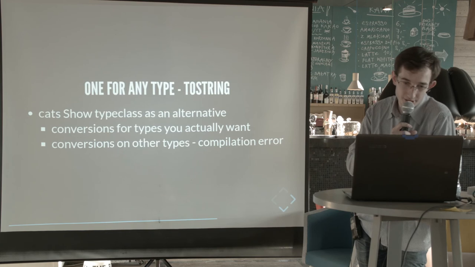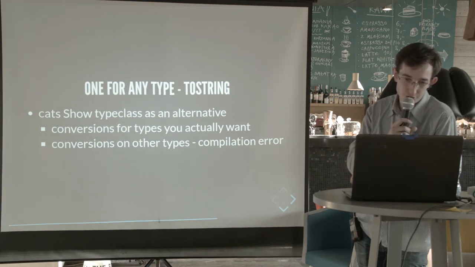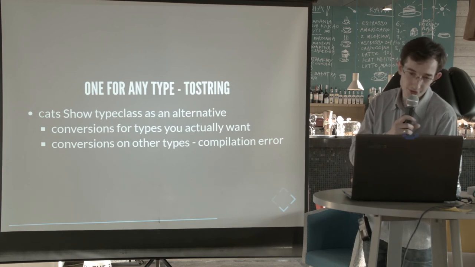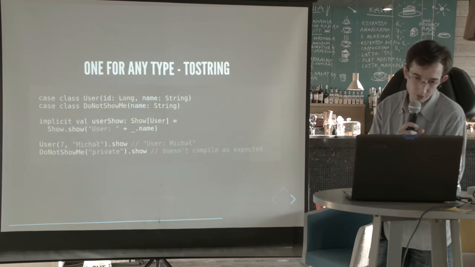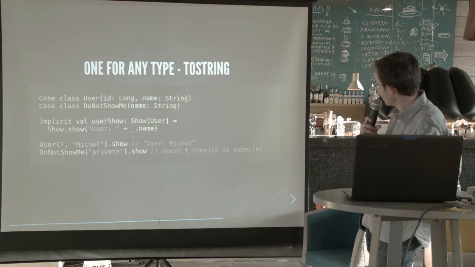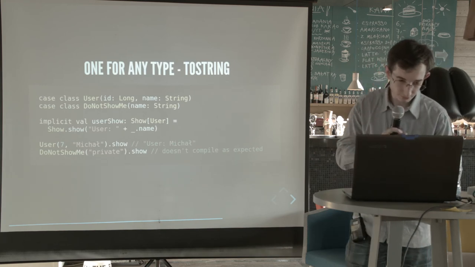The Cats library provides similar functionality with the Show type class. Show allows us to only have string conversions defined for the data types we actually want. If you try to call show on a type without a Show instance defined for that concrete type, you will get a compilation error. To be more precise, there is no implicit Show instance for this concrete type in scope, so it will not compile. And that's okay.